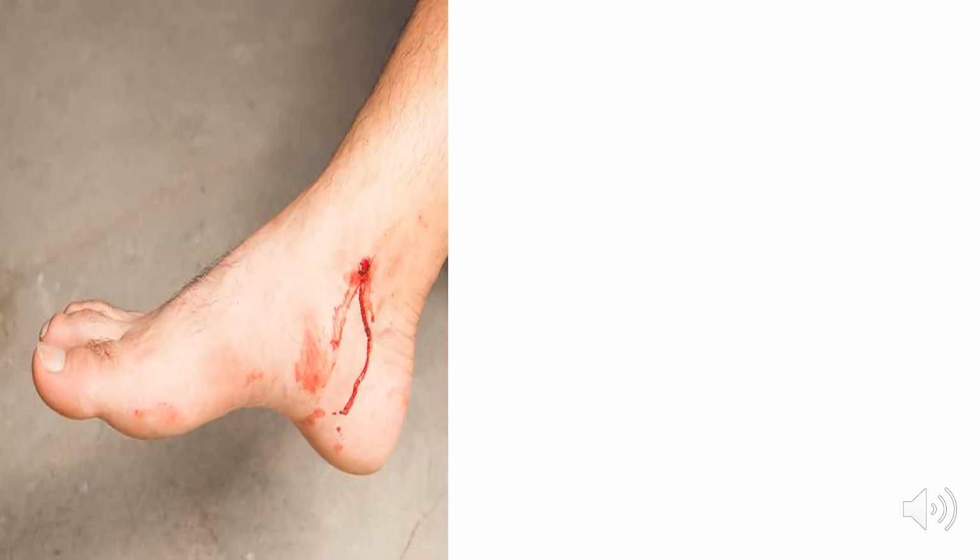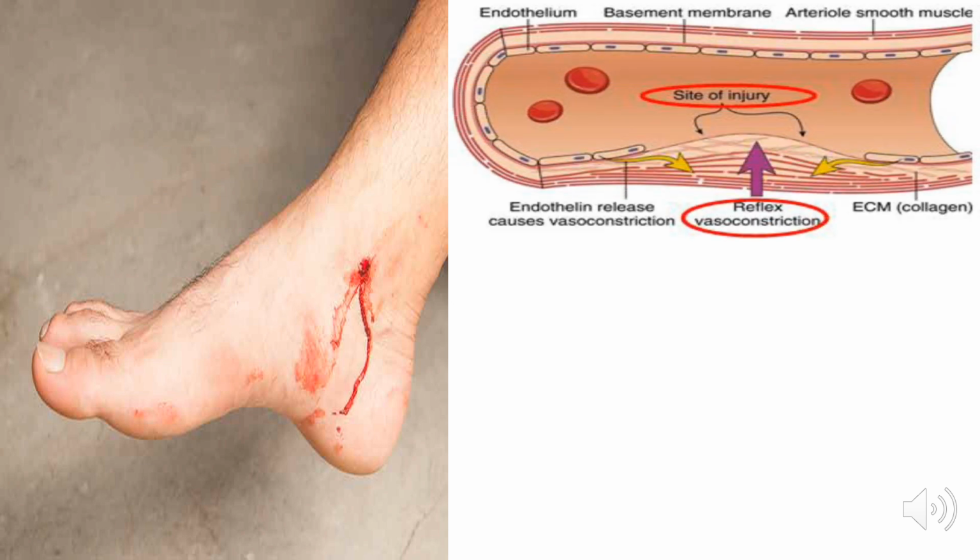Whenever we are wounded, the body has to do something to stop the bleeding. The mechanism that will lead to the cessation of bleeding is called hemostasis. Hemostasis has 4 important steps, but I will only highlight the first 2 because they are the ones related to our topic. The first step in hemostasis is vasoconstriction, and it functions to limit the blood flow to the injured area to not cause further blood loss.